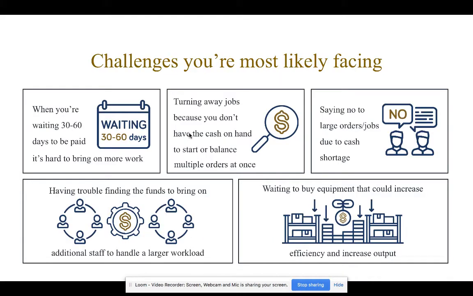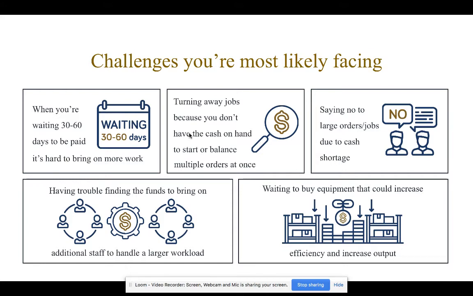All right. So, first, you got to uncover the challenges, right? Because if you don't know what the problem is, how are you going to solve it? So typically, when you run a manufacturing business, you're waiting 30 to 60 days to get paid for your invoices. All right, and what that does is it'll essentially have you turn away jobs because you don't have the cash on hand to start or work on multiple jobs at one time. And it could lead you to saying no to larger orders or jobs because there's a shortage of cash.